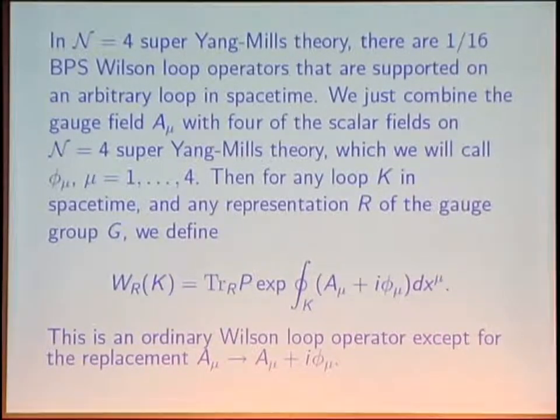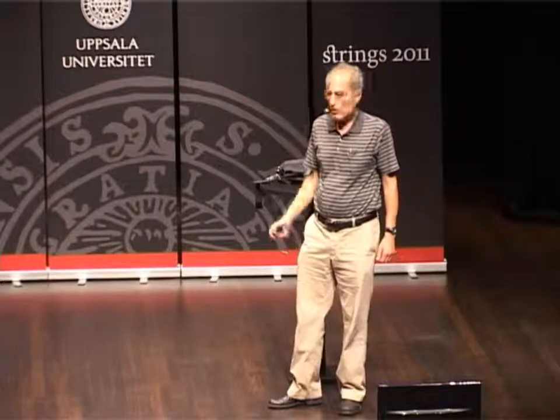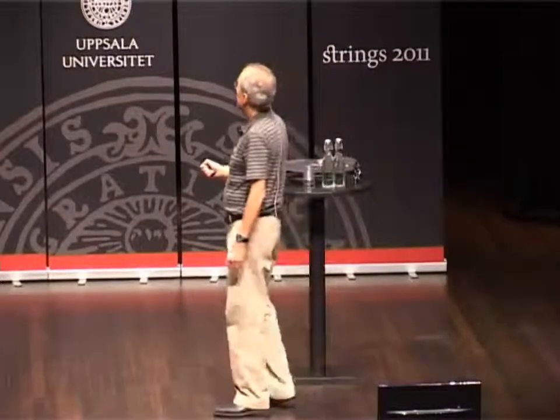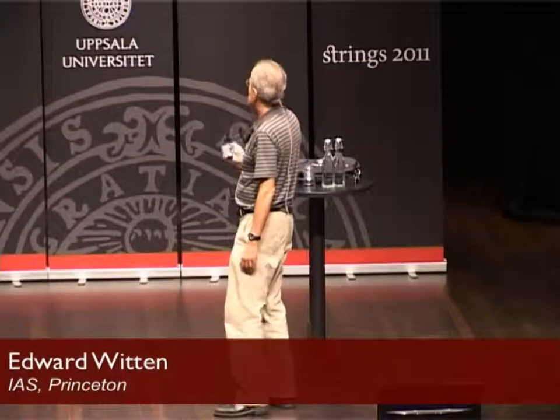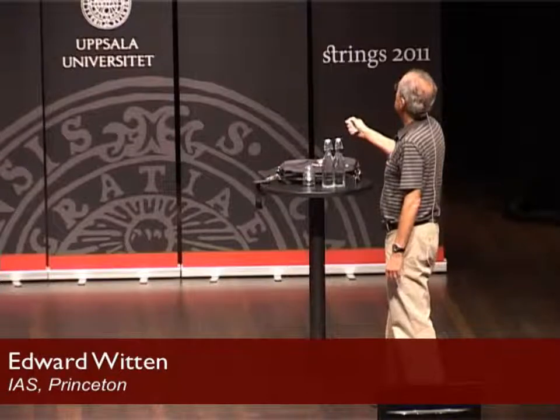So there's a quick way to see that it's 1/16th BPS. For each value of mu, making A plus i phi supersymmetric is true for half of the supersymmetries. But we have to do it for 4 values of mu. So we divide the supersymmetry by 2 to the 4th, or 16. And starting from 16 supersymmetries of N=4 super Yang-Mills, we're left with 1. So this operator is invariant under 1 supersymmetry. I'll call this 1 supersymmetry Q.